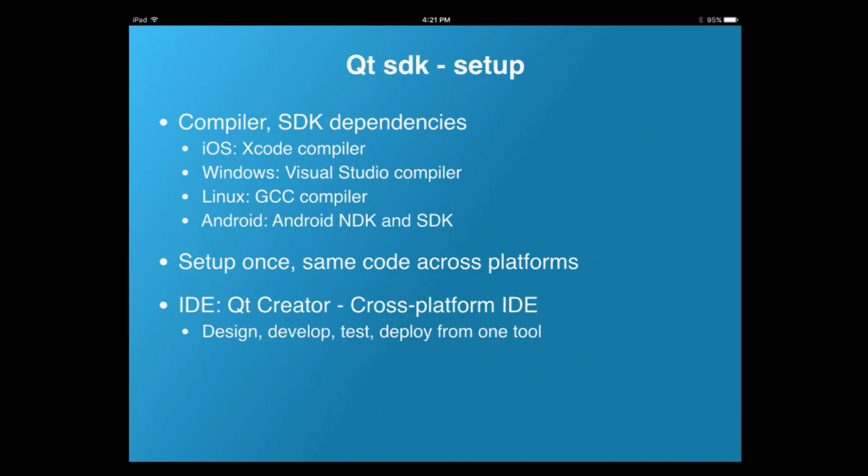So that's one thing to keep in mind about the QML API. Obviously, this is a native SDK. You have to make sure you're getting your compiler and your SDK dependencies set up. So iOS, you're going to definitely need the Xcode compiler, Windows, Visual Studio compiler. Linux, we're with the GCC compiler. Android, you've got to get the NDK and the SDK in order to actually get the bits and plug that in to the Qt framework. Once you get this all set up, you're good to go on the different platforms.